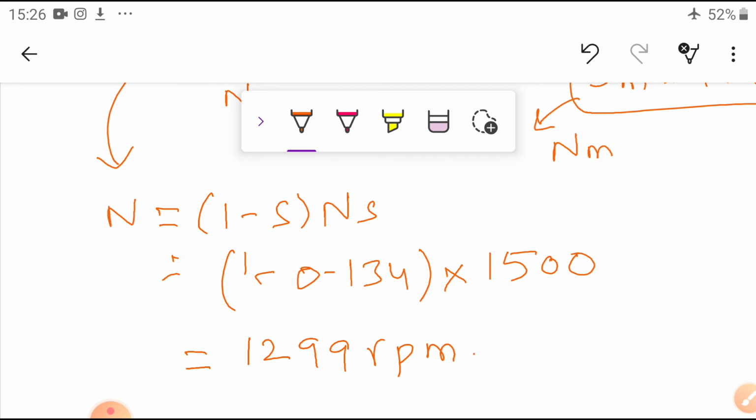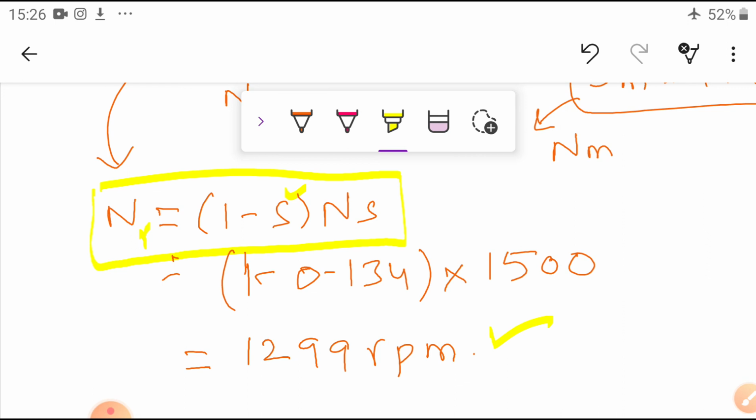Dear students, don't confuse it. I substituted simple equations. This is 1 minus s, this equation we already know. So that is under running condition, N R. We calculated from this one and substituted in this one. At that condition, the motor speed is 1299 rpm at that load.